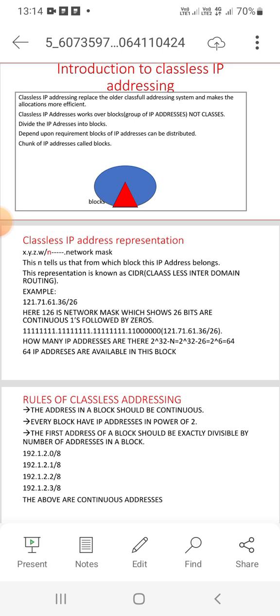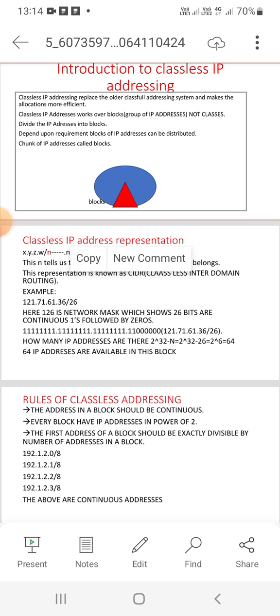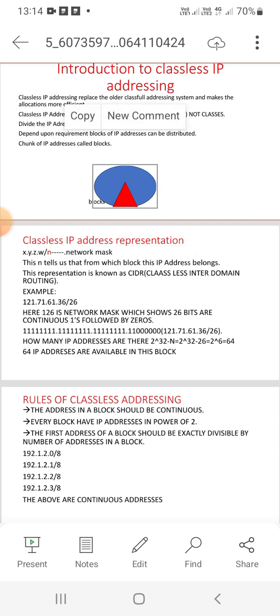Actually, I have not told you: this circle has 2 power 32 IP addresses. In the 2 power 32 addresses, this red block can be distributed depending upon the requirement. A chunk of IP addresses is called a block. This red piece can be distributed according to requirement.